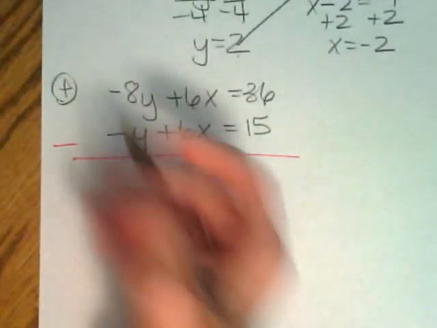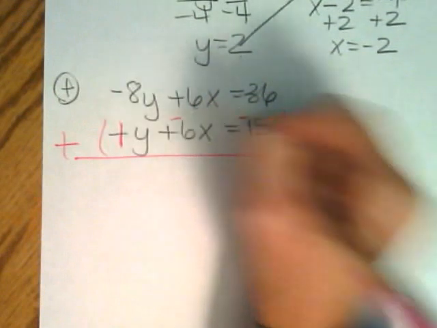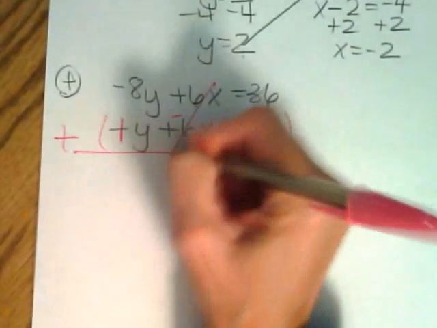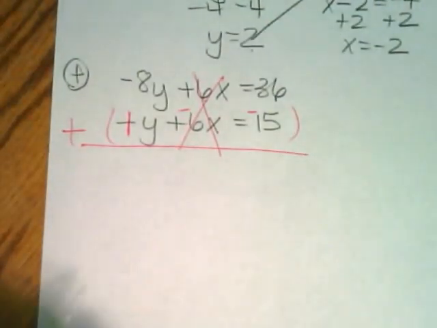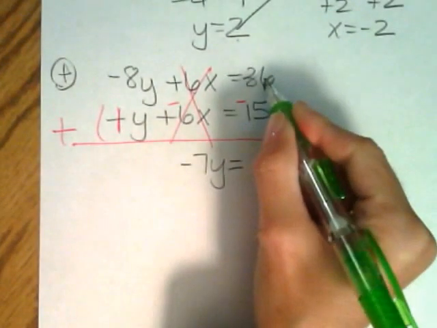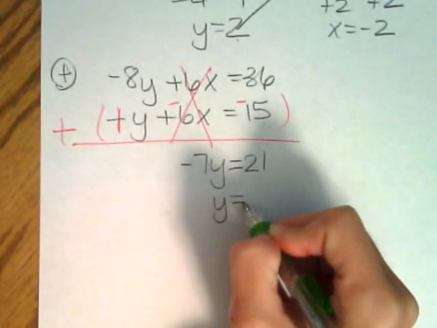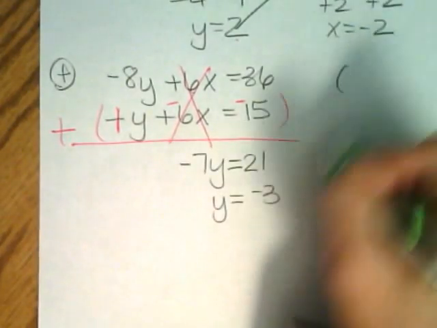Okay, so I believe I said you notice that you need to subtract. So when you subtract, you really change every sign. You're adding the opposite. So now the x's go away. -8y minus -7y... 36 and -15 is 21. So you get y is -3.